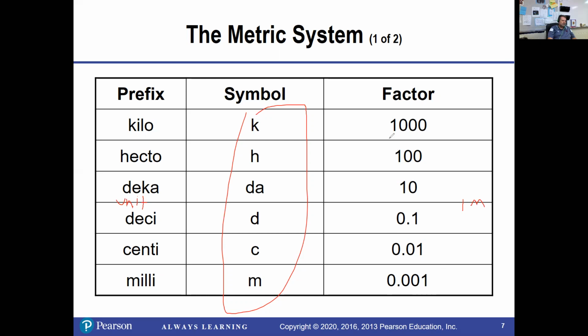Now the thing about these is these are all factors of 10. This is 10 to the first. This is 10 to the second. This is 10 to the third. This is 10 to the -1. This is 10 to the -2. And this is 10 to the -3. Well, your meter is 10 to the 0, which is 1. So that's how all that kind of goes into play.